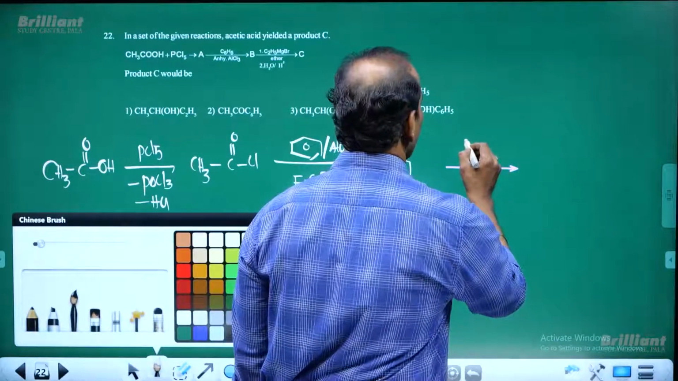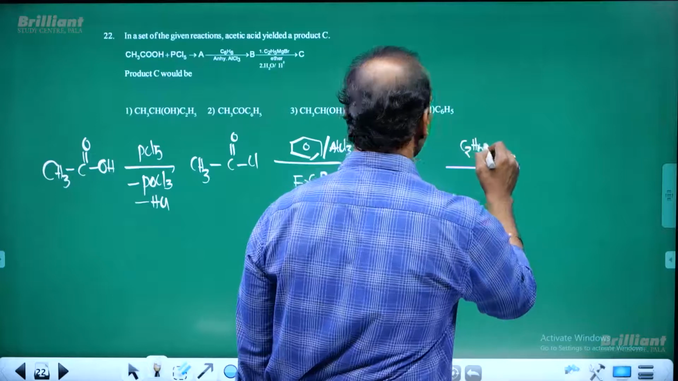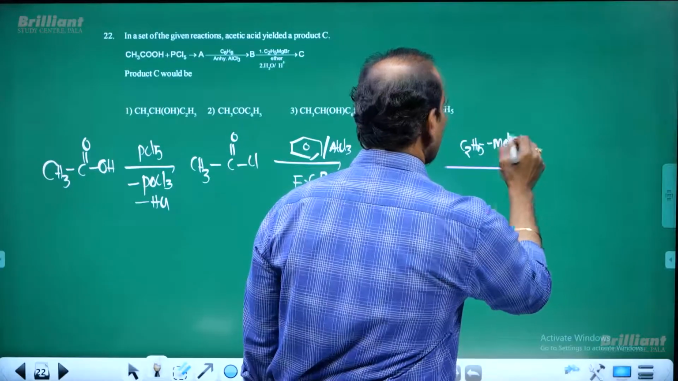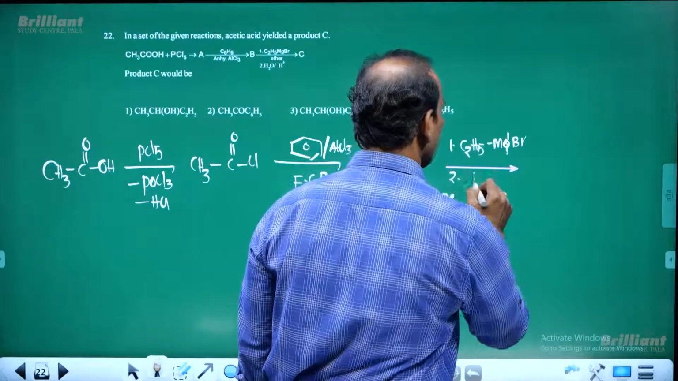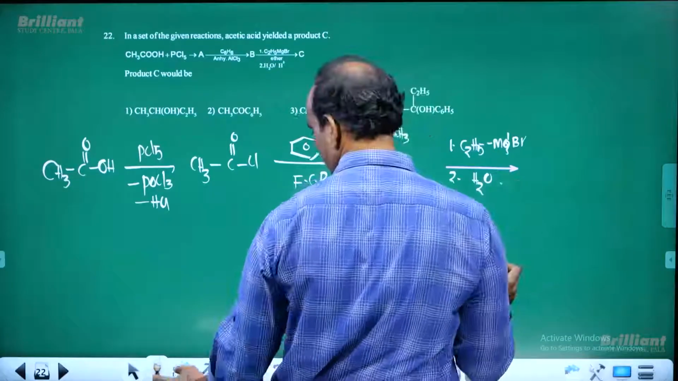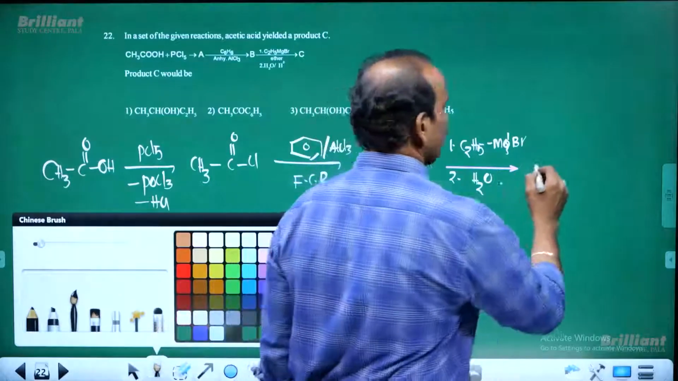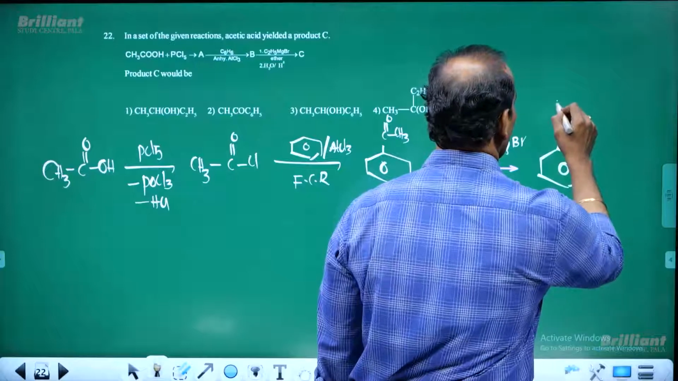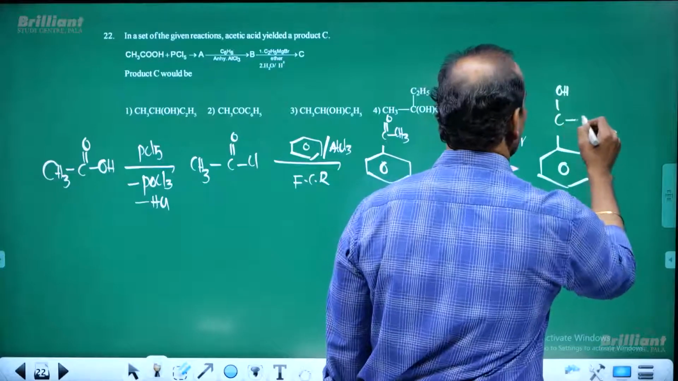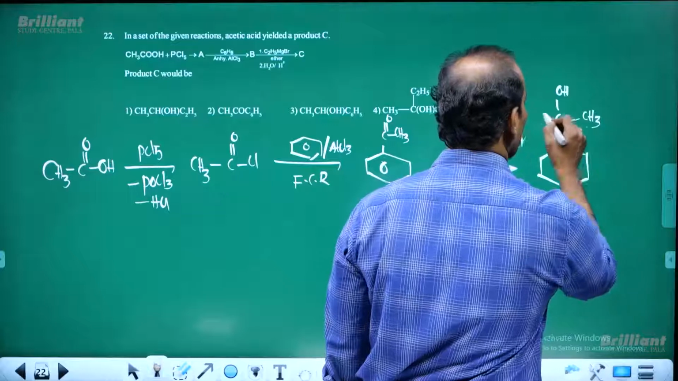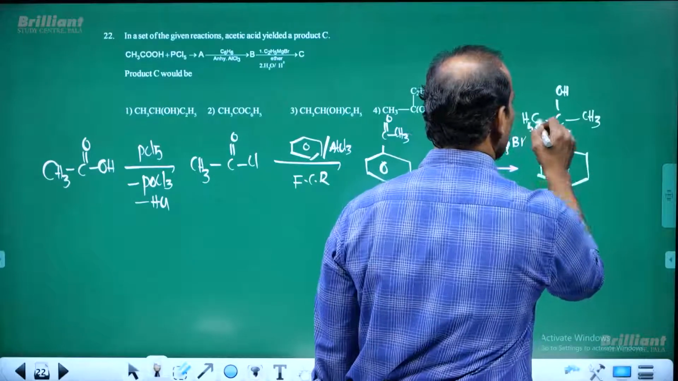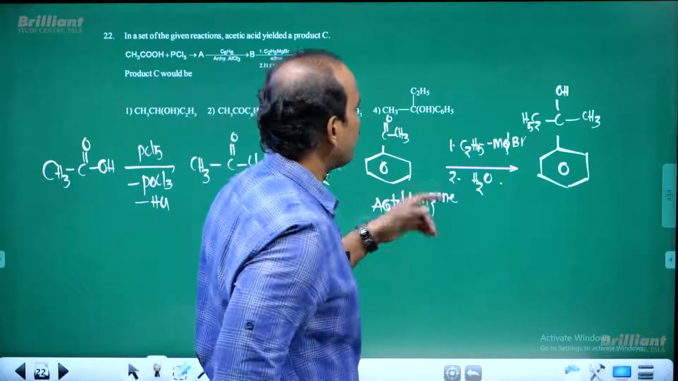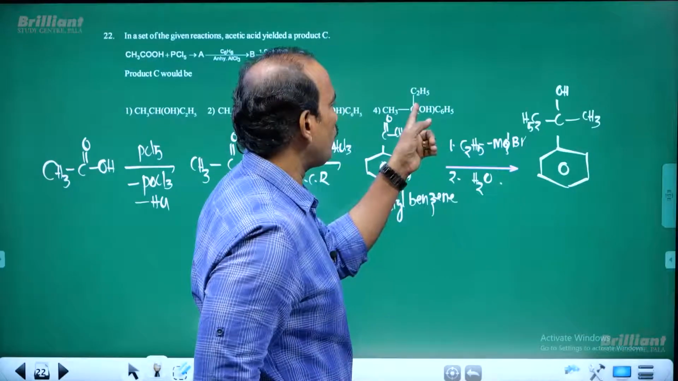CH3 or C2H5 MgBr, then hydrolysis. We get tertiary alcohols, C-OH, here CH3, here C2H5. And what is the answer? C6H5OH, this is the answer.